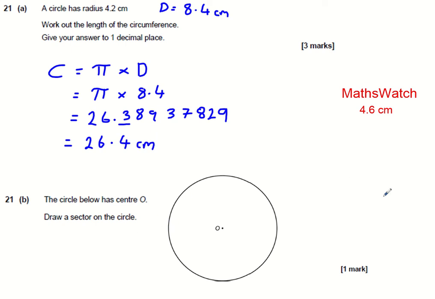Part B. The circle below has centre O. Draw a sector on the circle. A sector is another name for a slice of the circle, which means we're taking the O and drawing one radius and then a second radius. That is a sector of the circle.